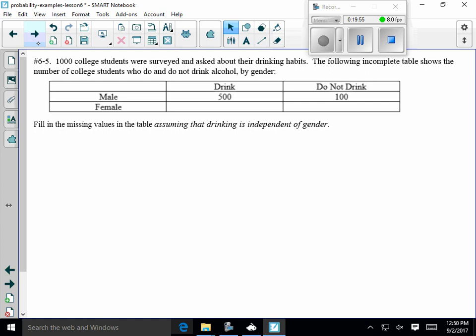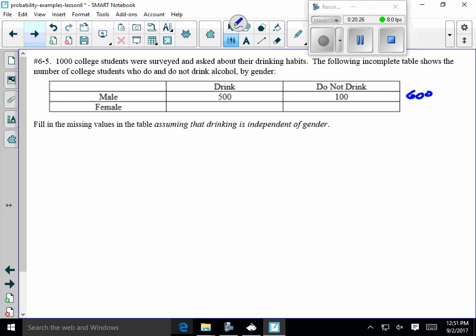All right, so the idea of independence is that gender here and drinking, the probabilities of drinking should not depend on whether you're a male or female. Right? So really that's like saying the percentage of people who drink should be the same whether I'm talking about males or females or everybody. So the way I would fill this out is maybe since I was given this, I would add this up and say there are 600 males here. And so what fraction of those people drink?